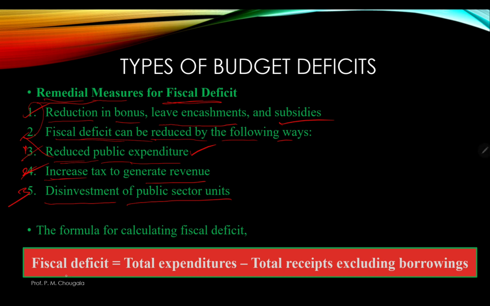To calculate the deficit budget, here we have an equation: fiscal deficit equals total expenditure minus total receipts, excluding borrowings. So this is the equation. By following this equation, we will be able to calculate the fiscal deficit.